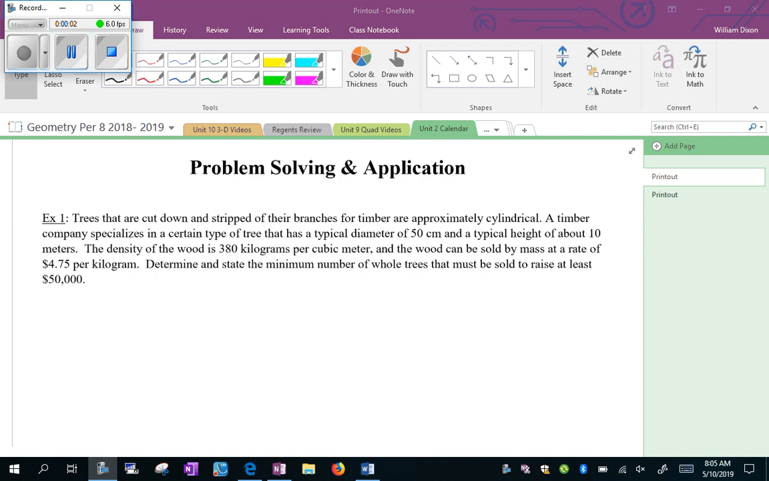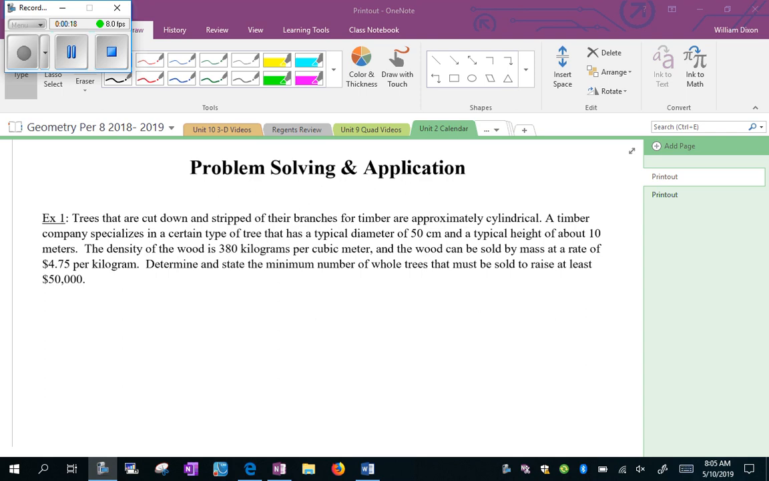So today we're going to talk about problem solving and application for our 3D figures. We're going to incorporate what we've been doing throughout the unit and put it into this one example that we have. It's not too bad. Let's just walk through. All right.